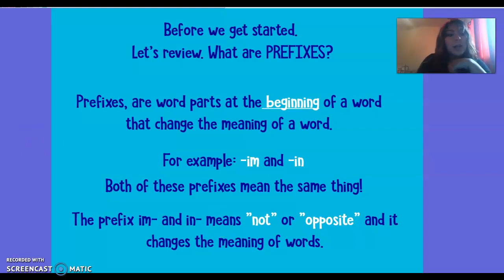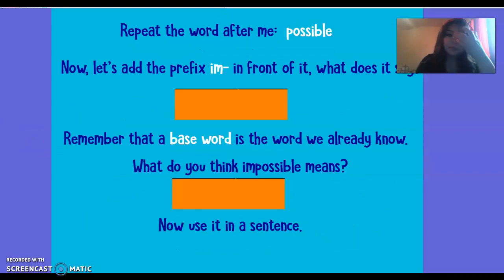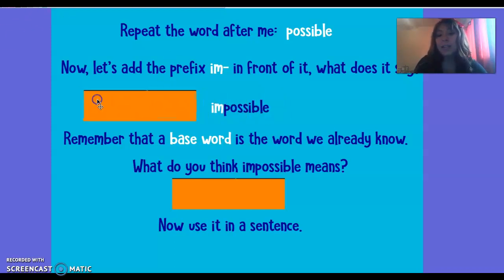So now, let's go ahead and look at an example. Repeat after me. Possible. Good. Now, let's add the prefix im in front of it. Add the prefix im in front of the word possible. What does it say now? If you said impossible, good.